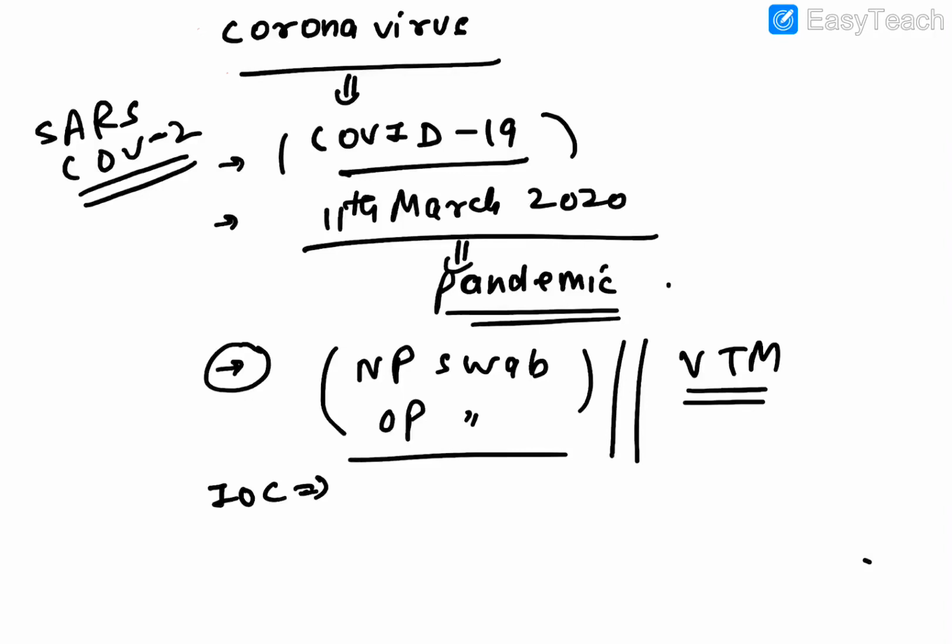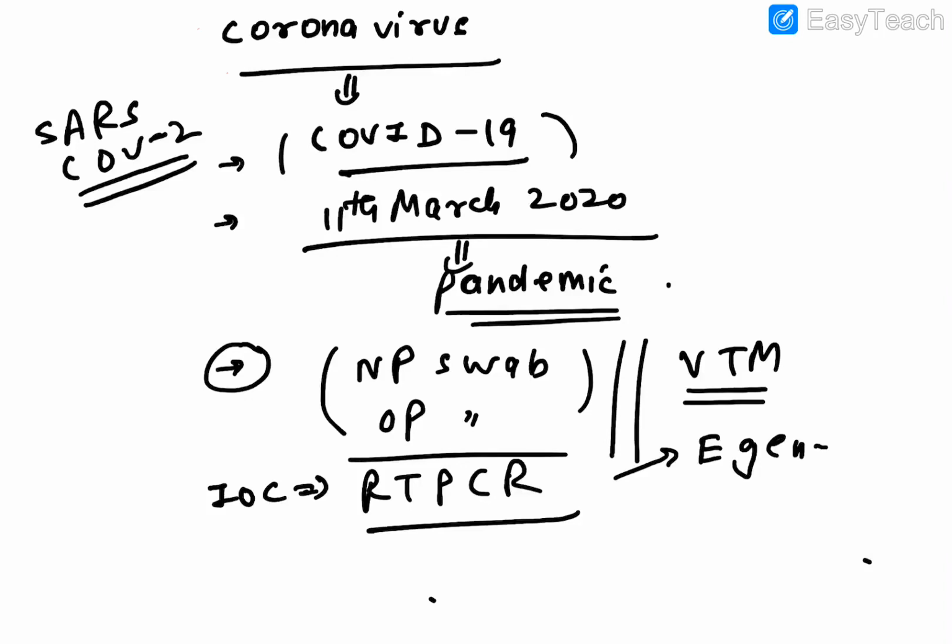And then obviously the investigation of choice, you know guys what it is, for this is RT-PCR. That is the investigation of choice. That is reverse transcriptase PCR, which is real time. And real time means that within 2 hours, or within 1 to 1.5 hours, you will have the results. And you target these particular genes. One is the E gene and one is the RdRp gene.